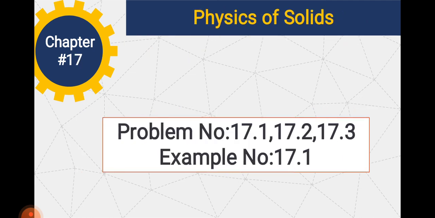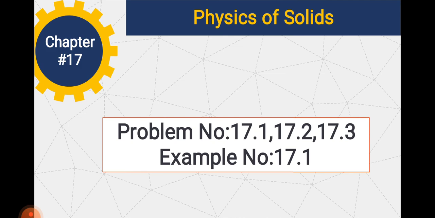Now chapter number 17, which is about physics of solids. In this chapter we have some problems like 17.1, 17.2 and 3. These numerical problems are important. And further, if we talk about examples that can be asked, it is 17.1, and this one example is most important from chapter number 17.